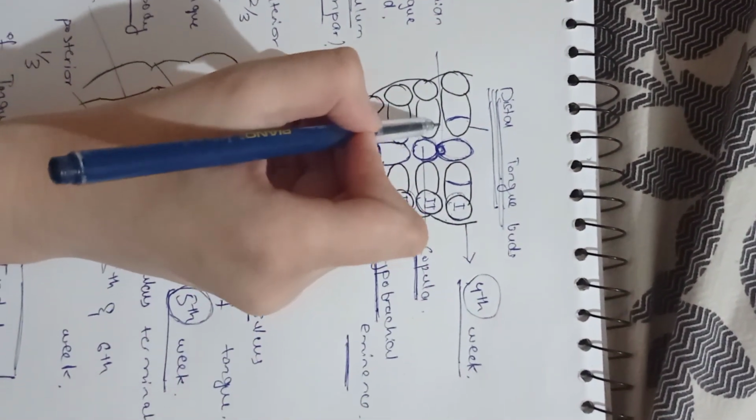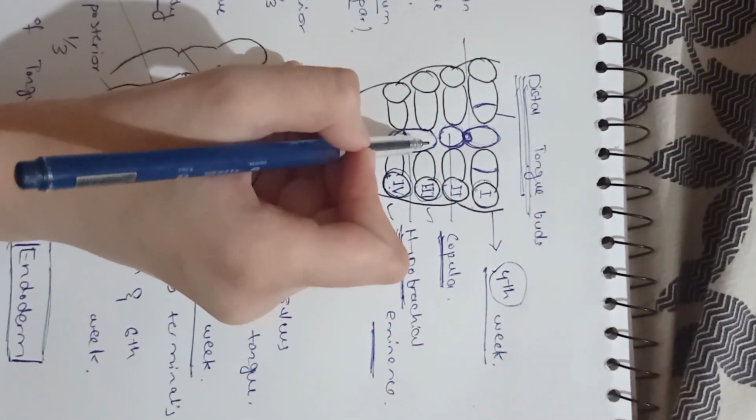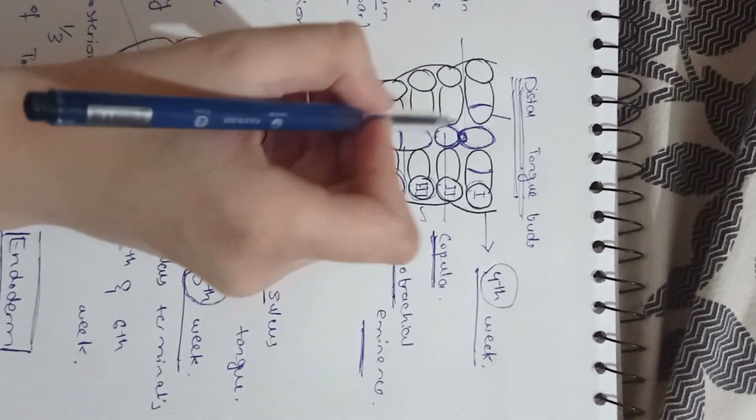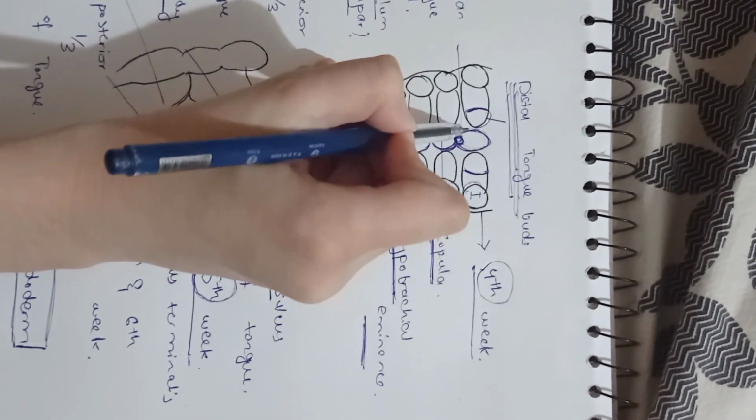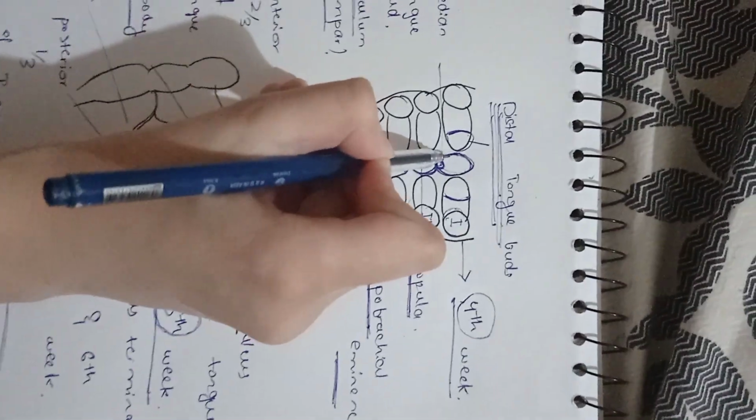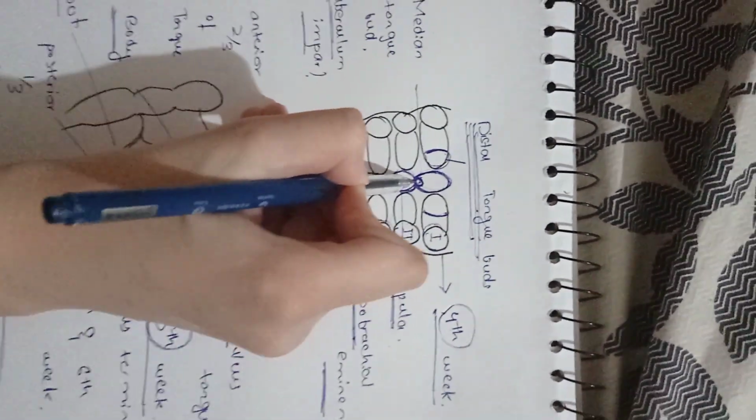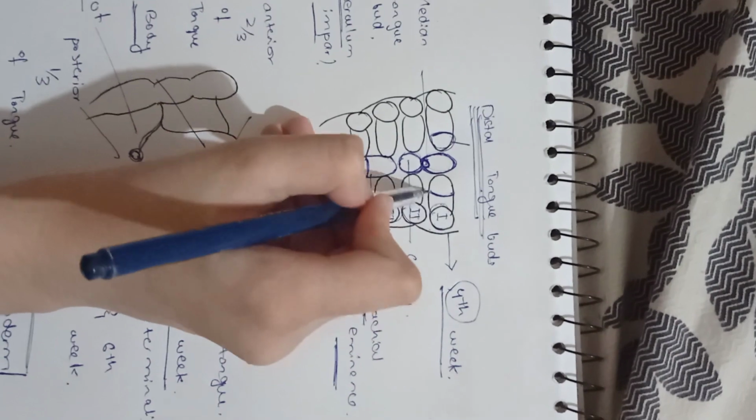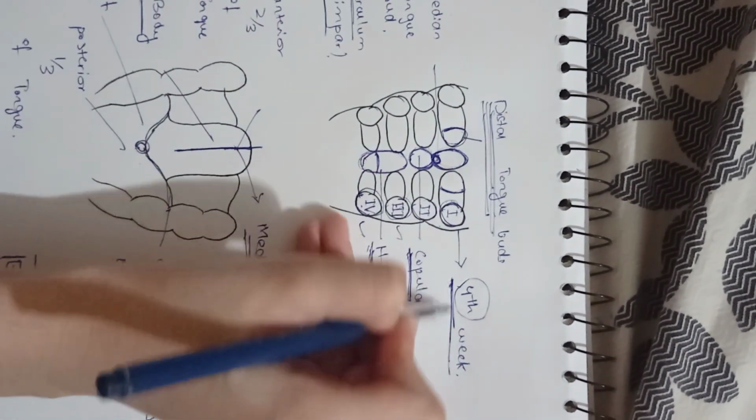The first step is the development of three swellings from the mesenchyme of the ventromedial part of the first pair of pharyngeal arches. These are our three swellings: two lateral swellings and one median swelling. This is called the median tongue bud and these are called the distal tongue buds. This is our foramen cecum, and it is developing from the first pair of pharyngeal arches in the earlier part of the fourth week.